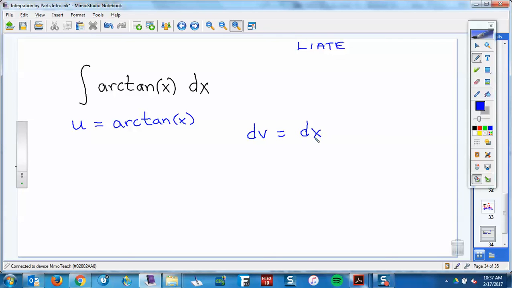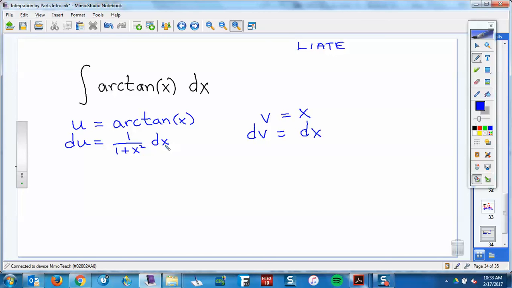Okay. So the v would be, because it's with respect to x, the antiderivative of 1 with respect to x, which is just x. Again, we don't need the plus c, because we'll be putting that in later at the end. Okay, now what's the du? 1 over 1 plus x squared dx. Not square root, that's not arctangent. Arcsine is the square root of 1 minus x squared.